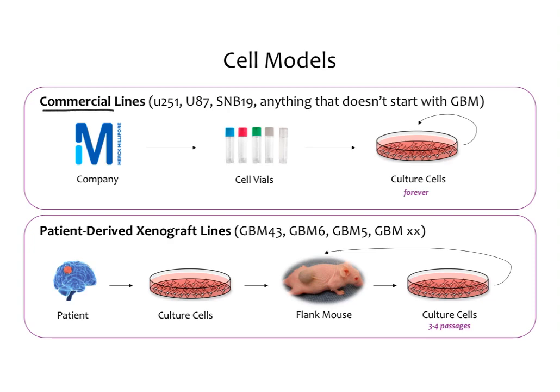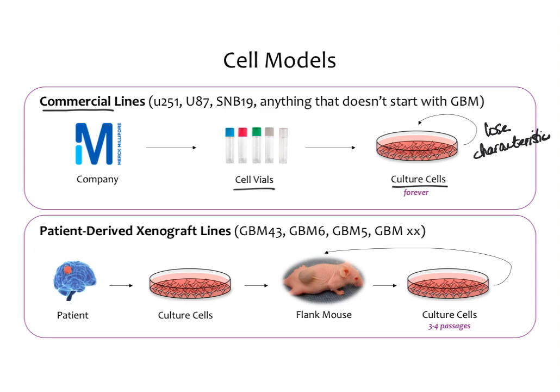So these are lines that you can go and buy from a company. You might go to Sigma or Millipore or Thermo Fisher, any company, and say, I want to buy these cells. And they'll send you the cells in vials, and you will basically thaw those vials and plate them out. And then you can culture these cells basically forever. The big problem with these cells is that eventually they sort of lose the characteristics of GBM. So people say that they are not the perfect model for GBM because they, over time, start to differ from the main tumor.